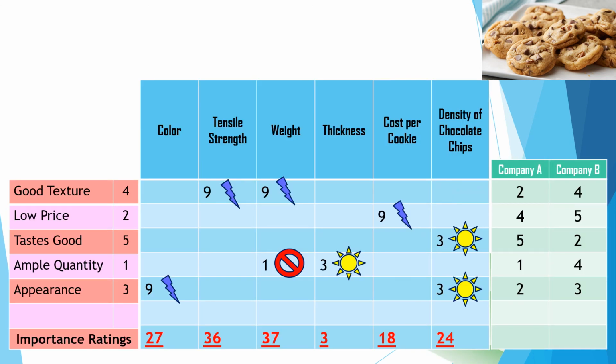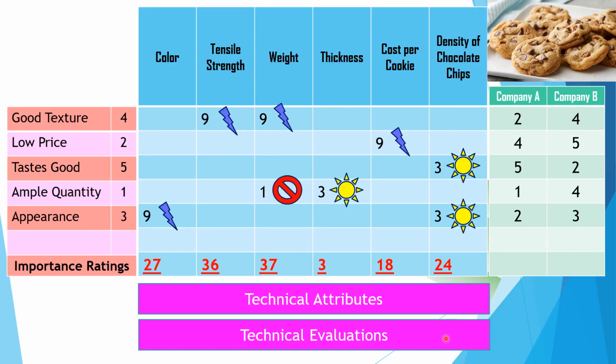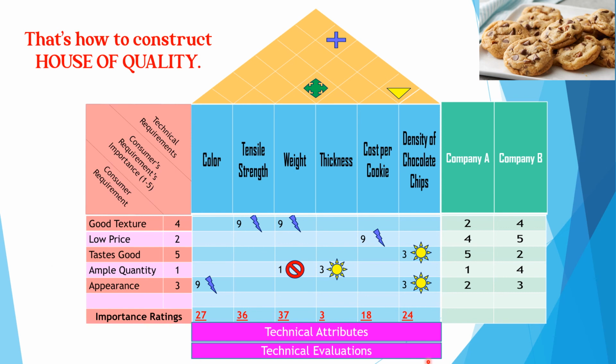Moving on, we move to the competitive evaluation or assessment. Over here, we have company A and company B. Hypothetically, we have given them ratings. The consumers are giving these companies ratings according to their needs. And then at the bottom, the basement of the house of quality, we have the technical attributes and the evaluation. So here is the whole picture of what I've explained to you about the house of quality.